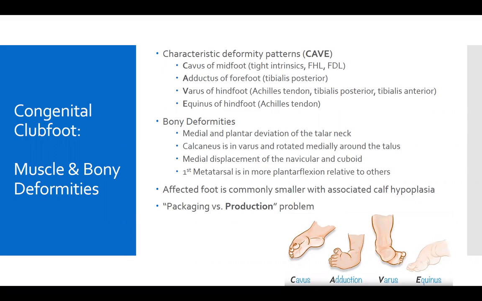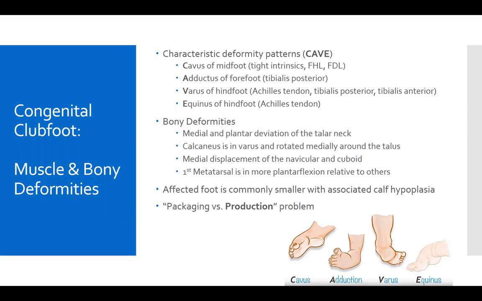Adductus of the forefoot, typically due to tightness of the tibialis posterior. Varus of the hindfoot, which is usually due to contractures of the Achilles tendon, tibialis posterior, and tibialis anterior. And equinus of the hindfoot, which is typically due to a contracture of the Achilles tendon. We also see some associated bony deformities, so things like medial and plantar deviation of the talar neck. The calcaneus is typically in varus and rotated medially around the talus. We also see medial displacement of the navicular and the cuboid. And the first metatarsal is also noted to be in more plantar flexion relative to the others.